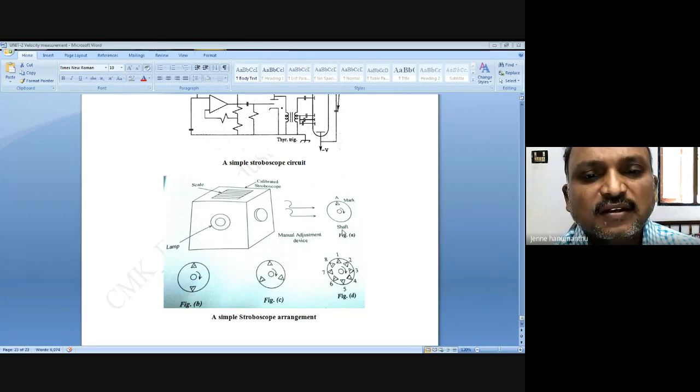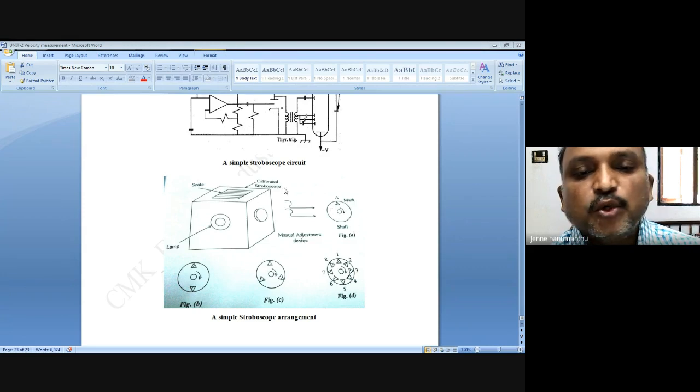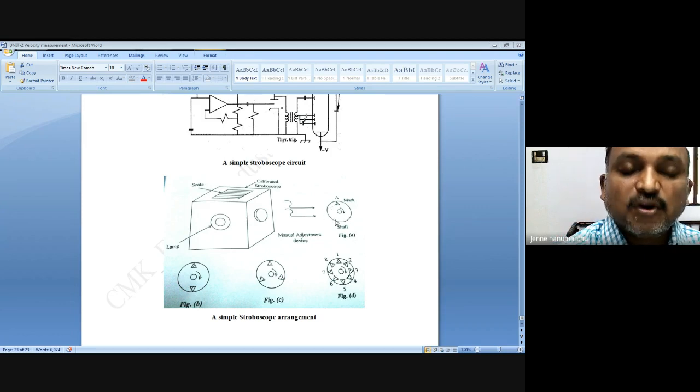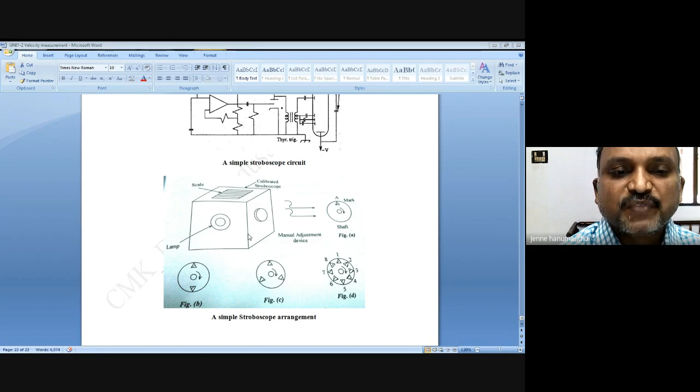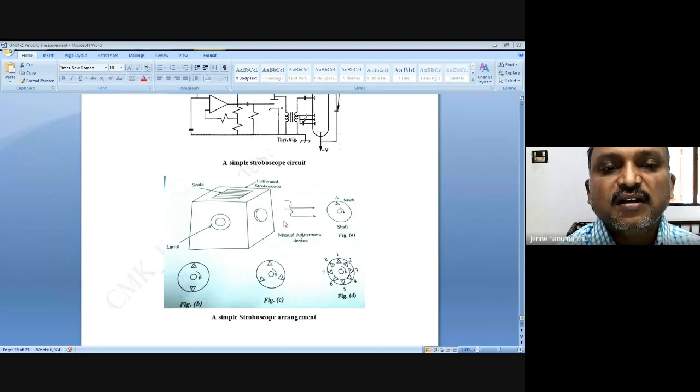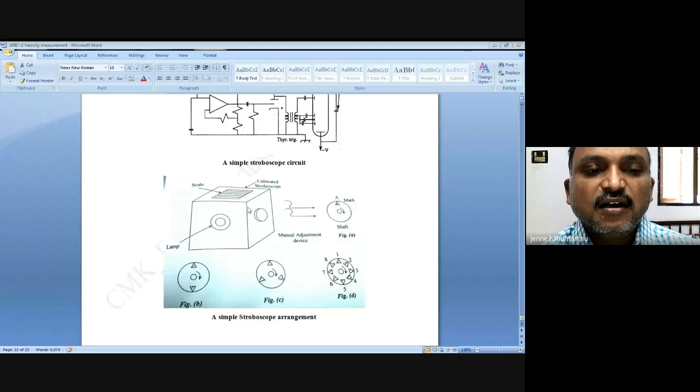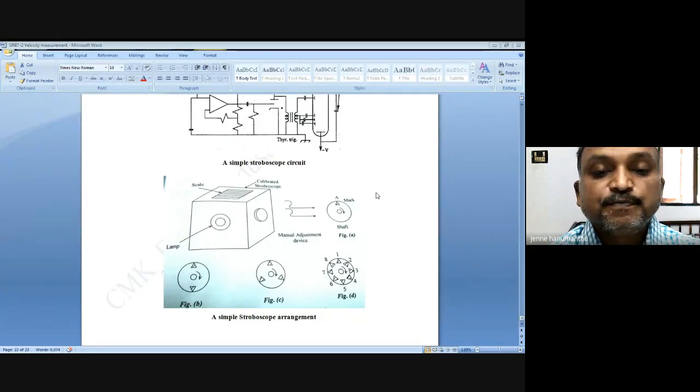Very simple. If you have two markings, the speed can be read as frequency divided by 2. Here, if markings are 3, the speed can be read as frequency divided by 3, like this. So only one thing: when the markings are stable by adjusting the frequency, then stop varying the frequency and see the frequency value on the scale. That will give you the unknown speed of the object.